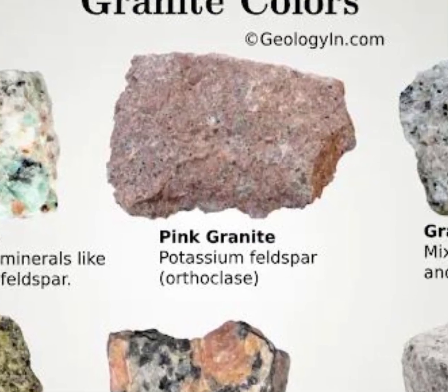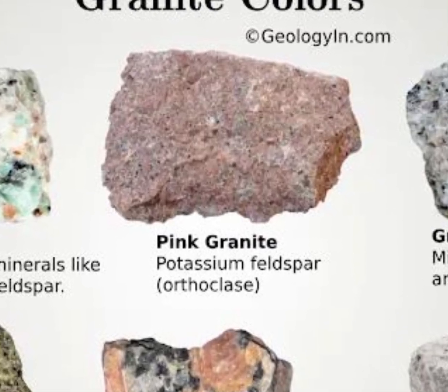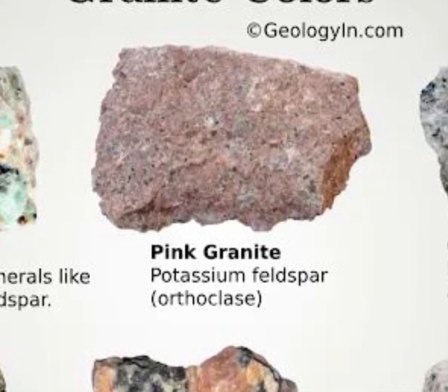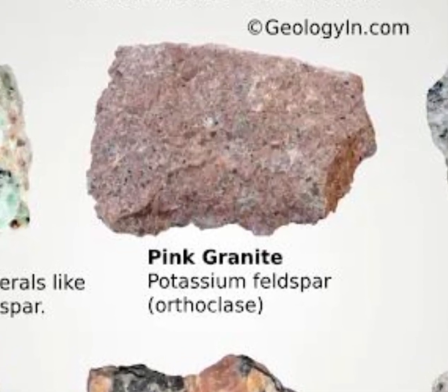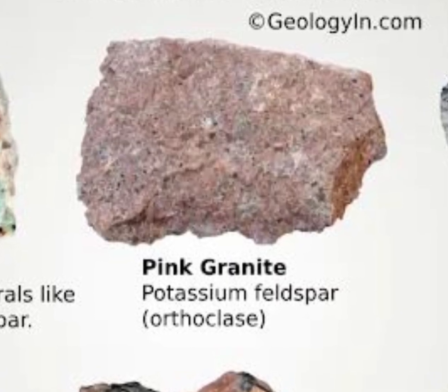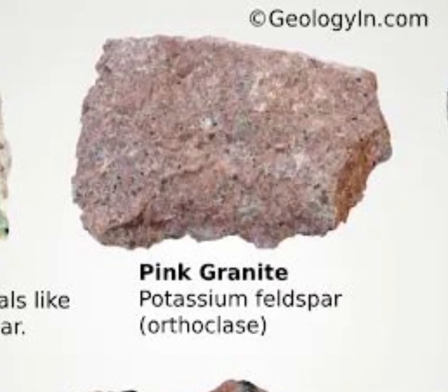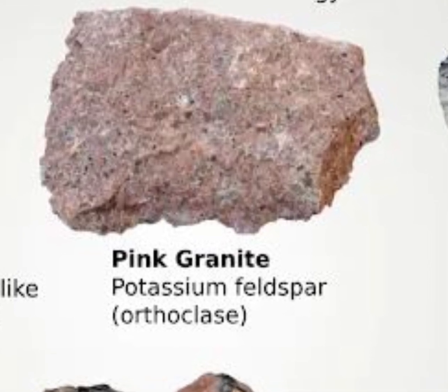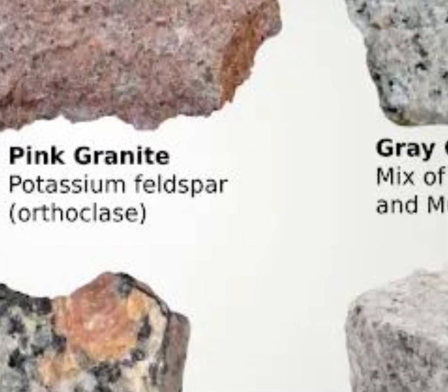So the color is controlled by the type and amount of feldspar present, as well as the darker or accessory minerals. The rock-forming minerals are feldspar and quartz, and the accessory minerals are biotite and amphibole. Their contribution can give a particular color to the rock. Potassium feldspar or orthoclase, the primary light-colored mineral, is pink or red K-feldspar.